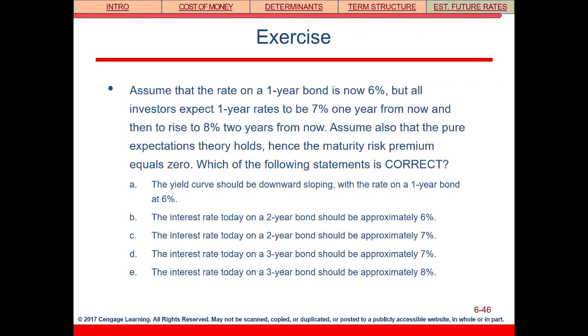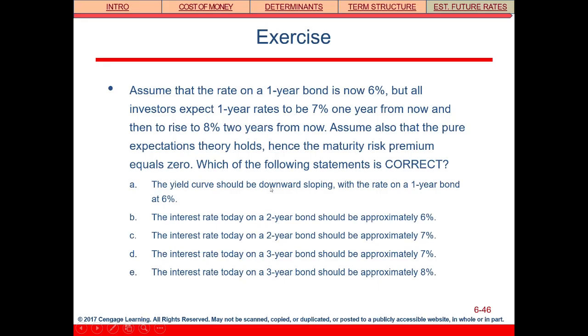And then the last question says, assume that the rate on the 1-year treasury bond is now 6%, but all investors expect 1-year rates to be 7% 1 year from now, and then rise to 8% 2 years from now. Assume also that the pure expectations theory holds, hence the maturity risk premium is equal to 0. Which of the following statements is correct? So we can read through these options.